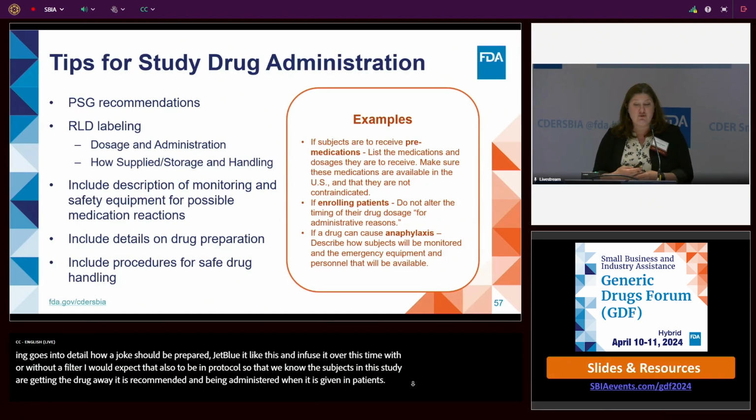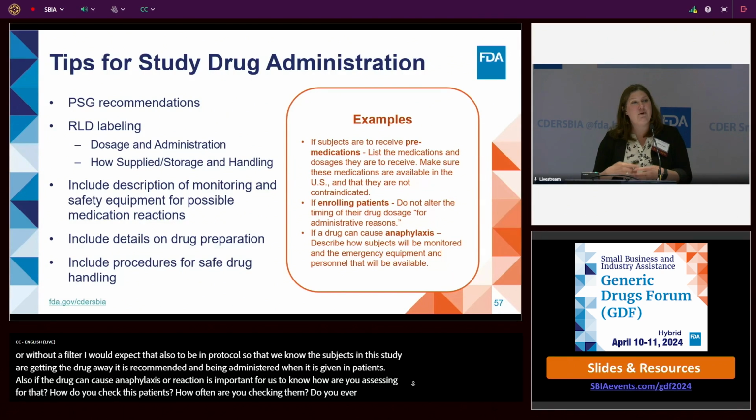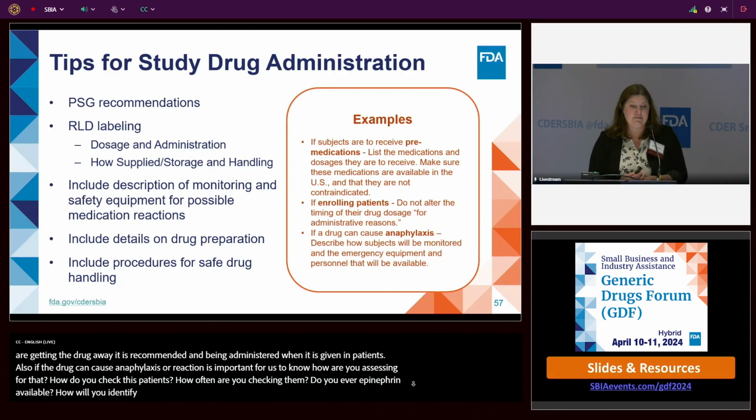Also, if a drug can cause anaphylaxis or some sort of severe allergic reaction, it's important for us to know, from a patient safety perspective, how are you assessing for that? How are you checking those patients? How often are you checking them? Do you have a code card available? Do you have epinephrine available? How are you going to be identifying and monitoring these subjects for anaphylaxis?